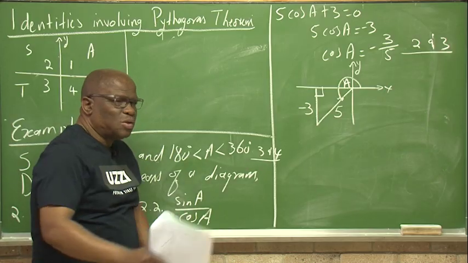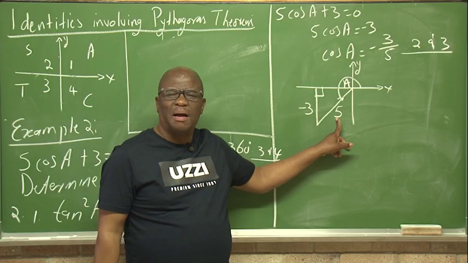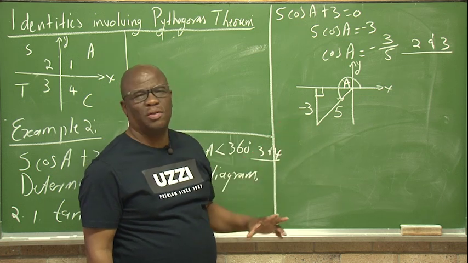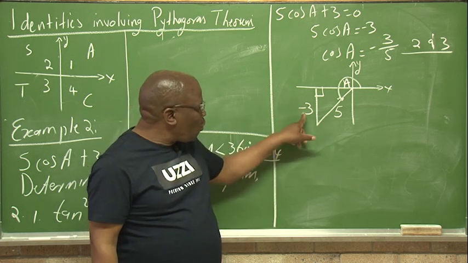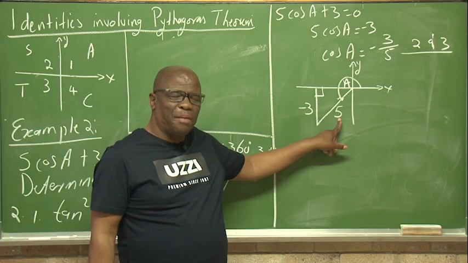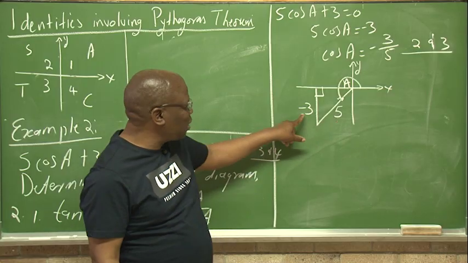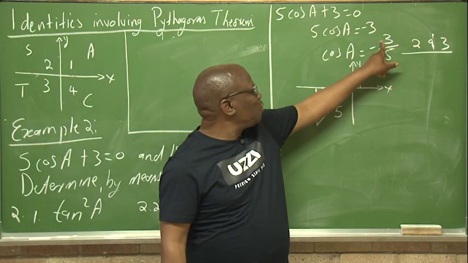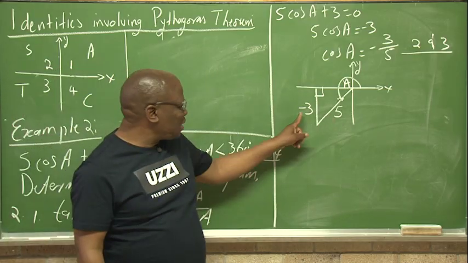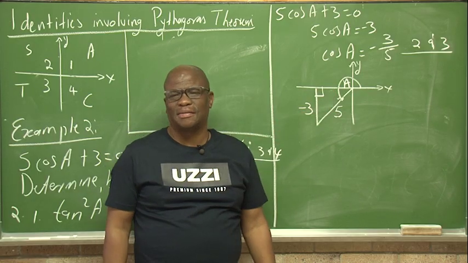Learners, take note that the hypotenuse will always be positive. But as for x and y, they will keep changing depending on the quadrants. In this case, from the x-axis downwards, y is negative, but the hypotenuse is always positive. That's why we allocate the negative to the 3 and the hypotenuse becomes 5. Now, if you look at it, we have 3 sides. We've got -3, which is the y, and 5, which is the r. We still need to calculate the value of x.